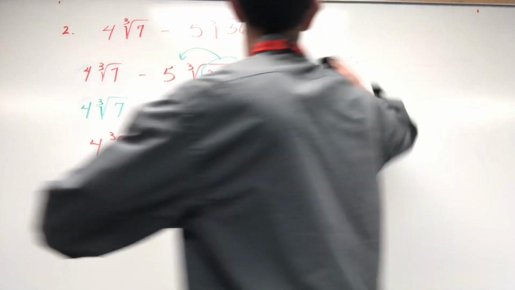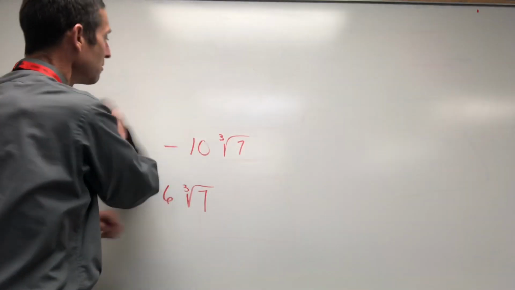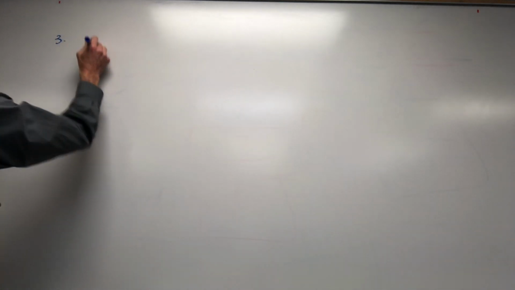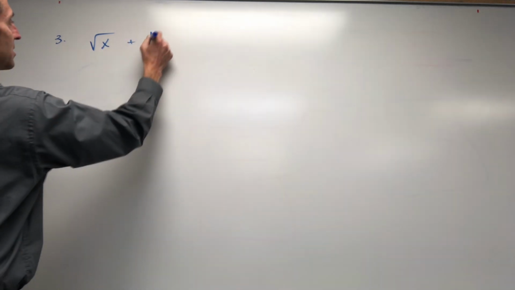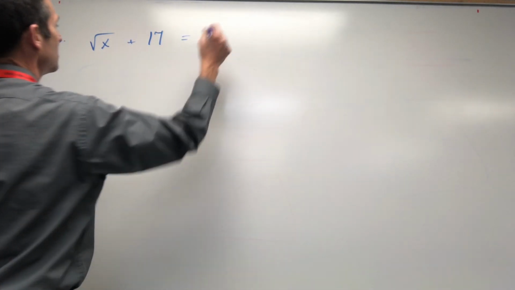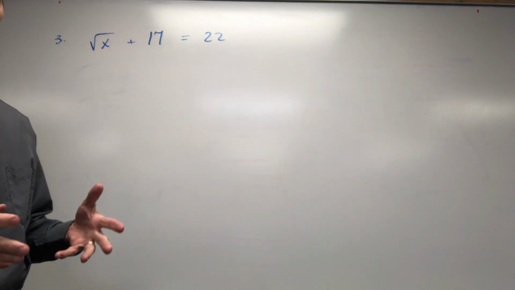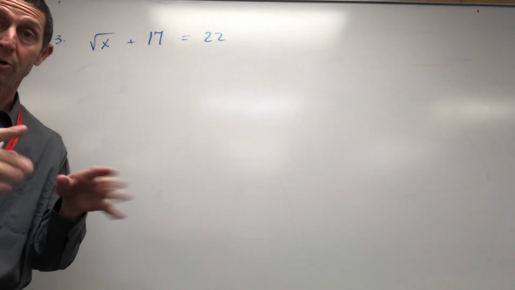Okay, next type of problem. We got to solve for a few of these guys. We got to move. That's going to help us. Let's do some moves. Let's start easier and kind of work to harder. Let's solve some of these. Like square root of x plus 17 equals 22. So, into solving square roots, here's the trick. You want the square root all by itself.